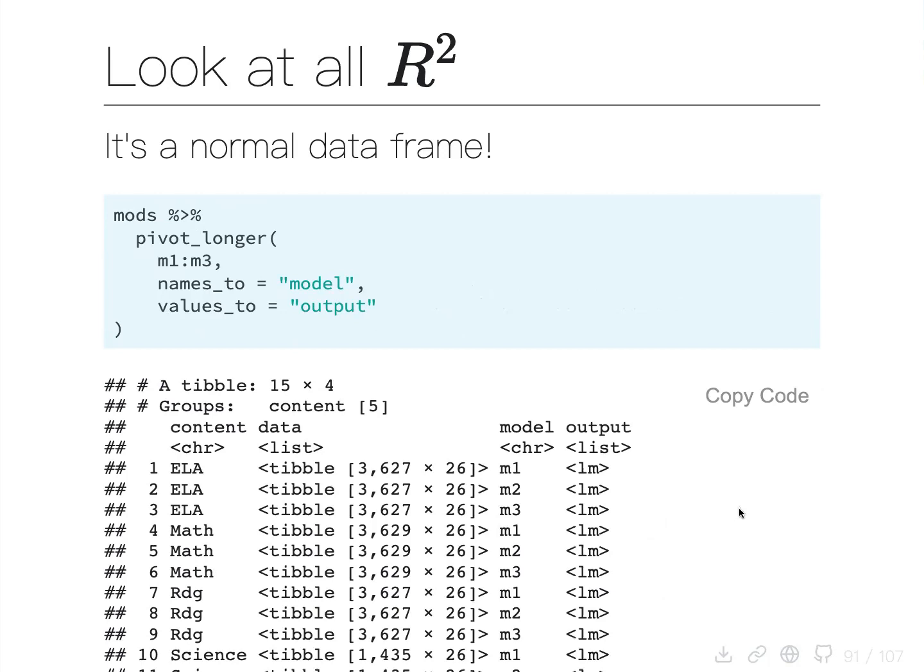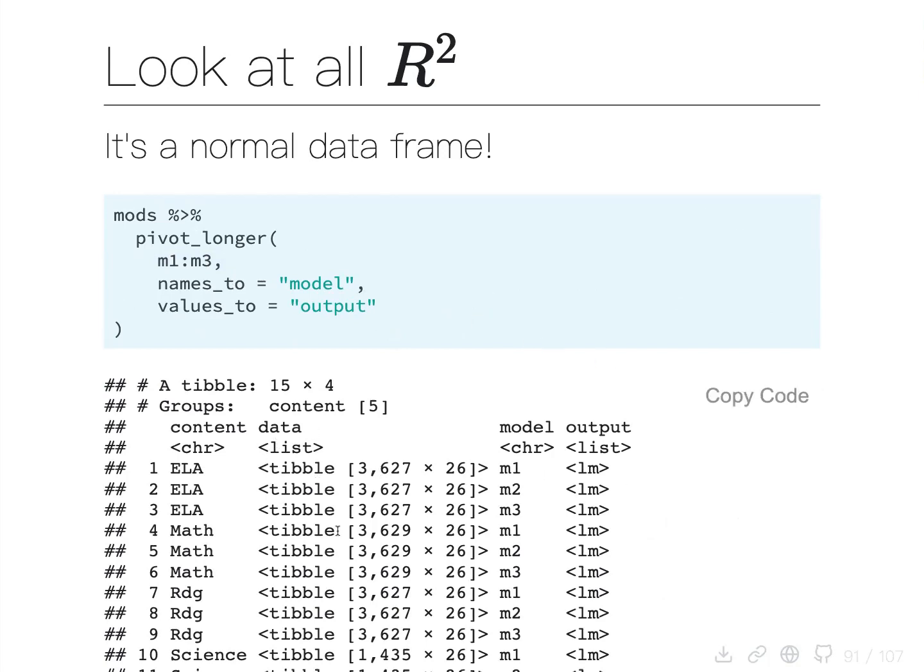One of the things that's super nice about this data frame approach with list columns is that it's just a data frame, like any other data frame. So even though you have list columns, you can apply all of your dplyr magic that you've learned from previous courses to work with this data frame. So we can pivot longer, for example, where we're grabbing M1 to M3, putting the names to model, and the values to output.